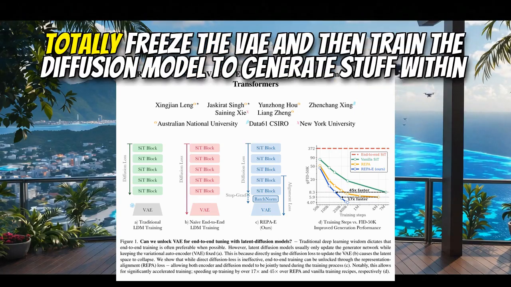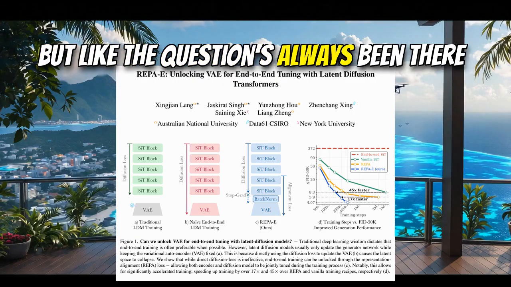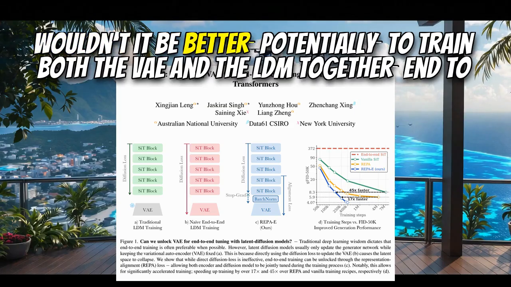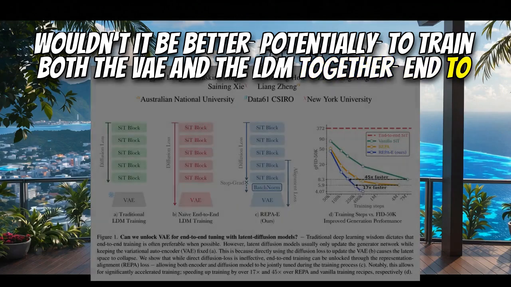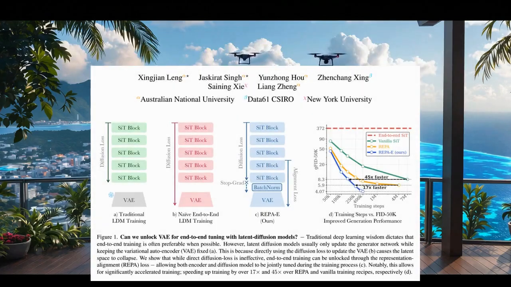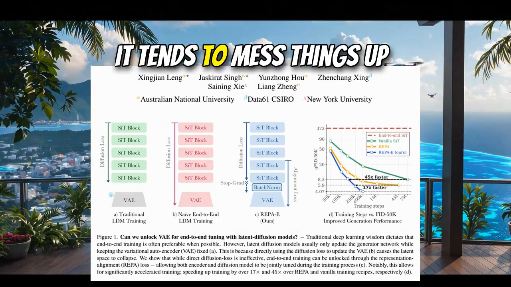And then you freeze it, totally freeze the VAE, and then train the diffusion model to generate stuff within that fixed space. But the question's always been there. Wouldn't it be better, potentially, to train both the VAE and the LDM together, end to end? Intuitively, yes. But the problem is, trying that the straightforward way, well, it just hasn't worked. It tends to mess things up.